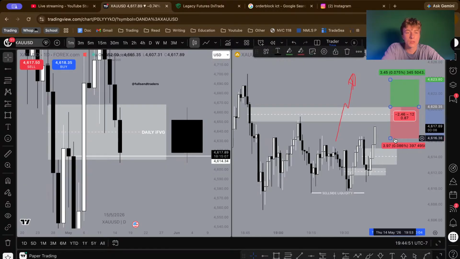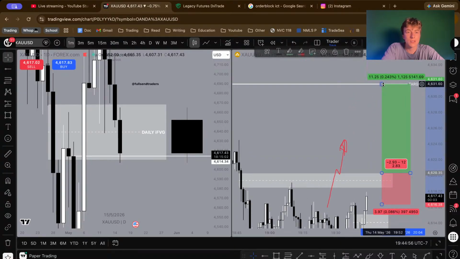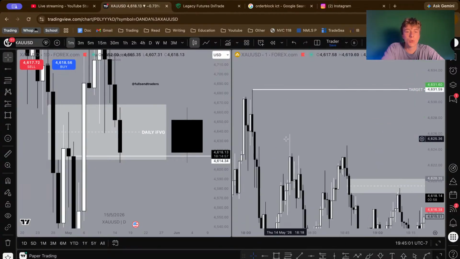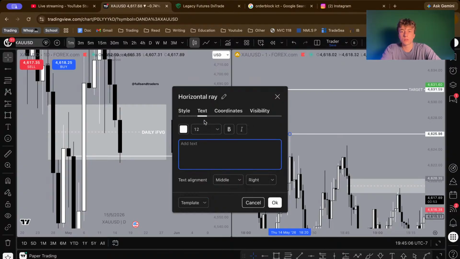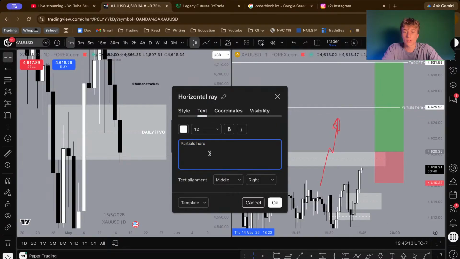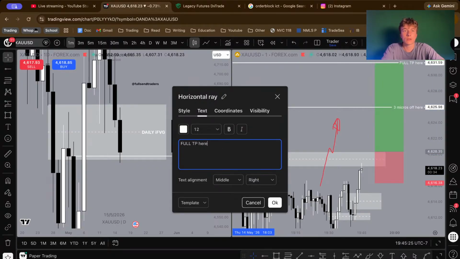0.35, somewhere around here. Our take profit is going to be the high up here. Why? Because it's the highest point of this range. We got 1, 2, 3 highs. We can obviously take some partials at this high, so let's go ahead and do that. Partials here. So if we're entering with 5 micros, we can take 3 micros off here, and then we can take the rest off here. Full TP here.